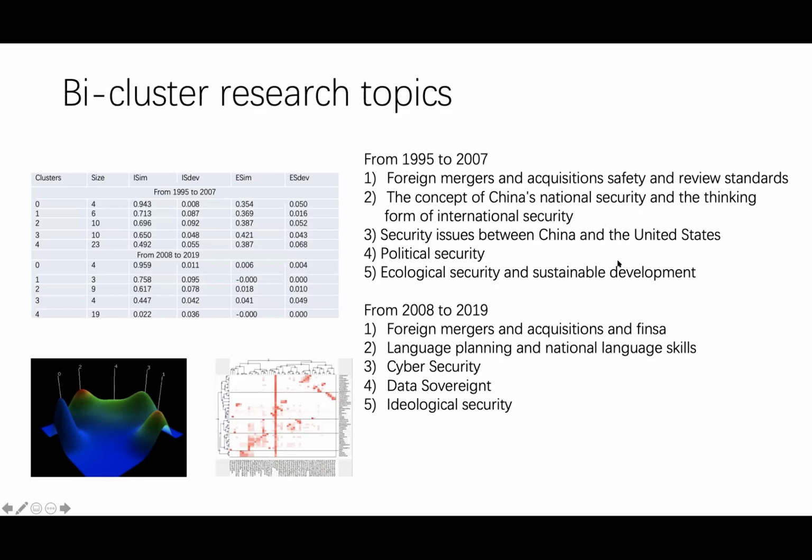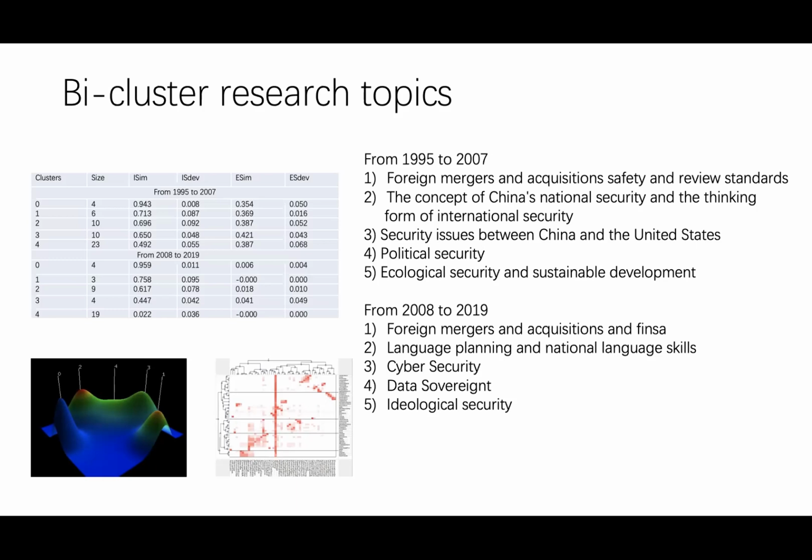However, in the second period, we can see that Chinese security focuses more on language skills, cyber security, data security and the like, which means that China has made great development in networks, and its skills and technology have improved a lot. So more and more people are concerned about virtual security, and I think we can explain this as a development of security analysis in China.